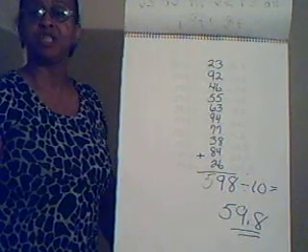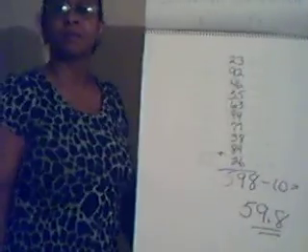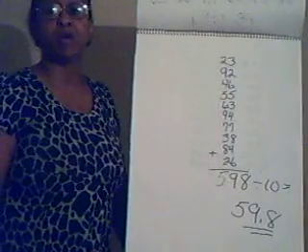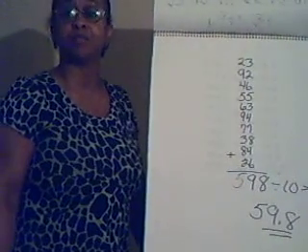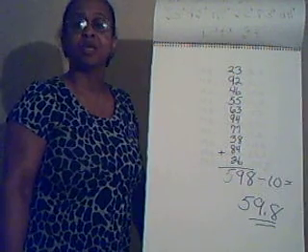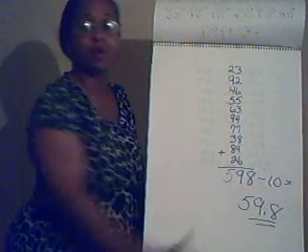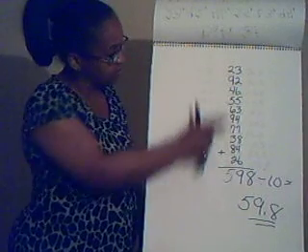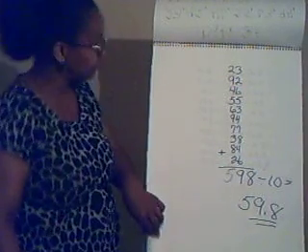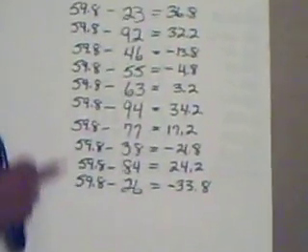Step number 2, determine the deviation. The deviation of each data point from the average is calculated by subtracting its value from the mean value. So we are going to subtract the mean, which is 59.8, from each of these 10 numbers. So here are our 10 numbers down the center, and then our mean is 59.8.